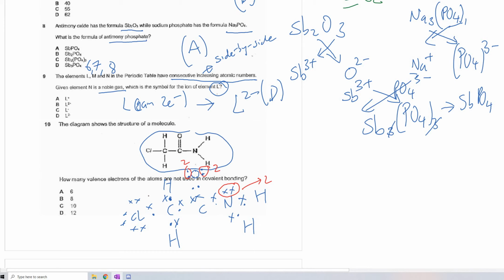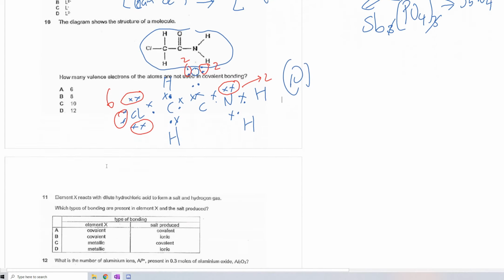Let us move on back to chlorine. If you remember, we have established that it has 6 electrons that are non-bonding. So the final answer is 6 plus 2, 8 plus 2, 10 plus another 2 is 12. So the answer for question 10 is option D.